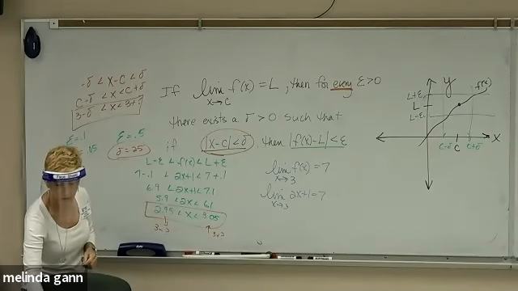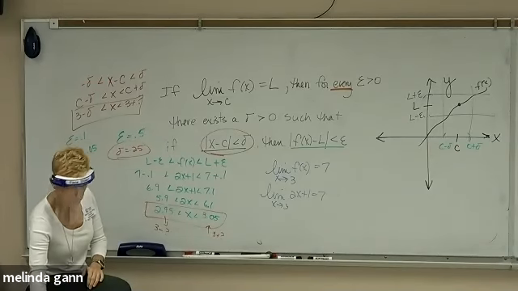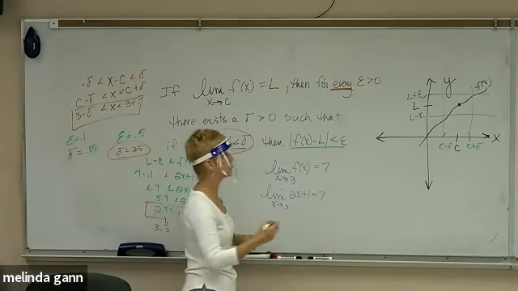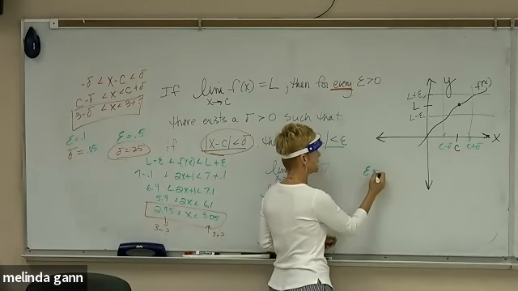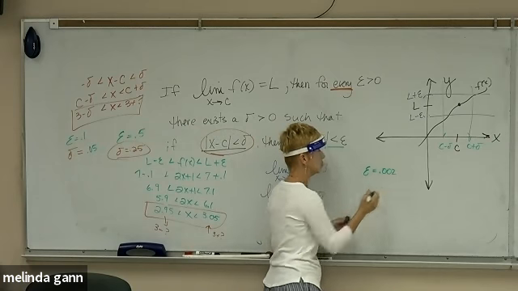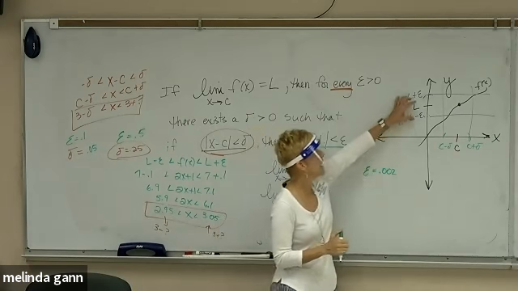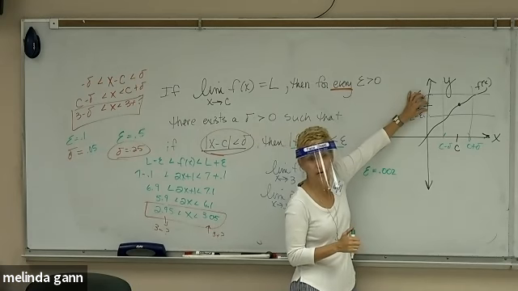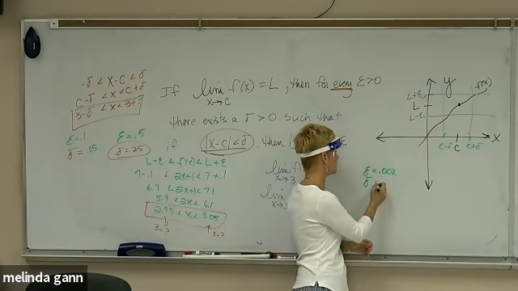Now, I'm going to do one more and let you work it. What if you say, okay, I'm going to make it really hard. I want epsilon to be 0.002. So it's a tiny little number. Go find me what delta will do that.